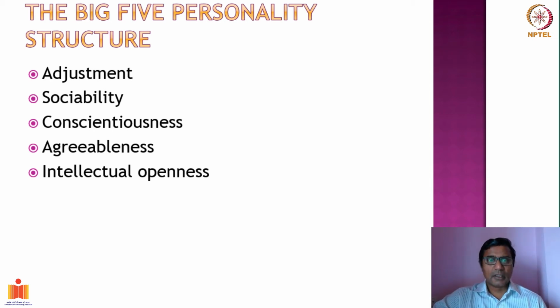Agreeableness is that some people are very easily convinced, or some people can be convinced very easily. On the other hand, some people are very closed and they don't actually get convinced by others. So this is another scale, agreeableness.